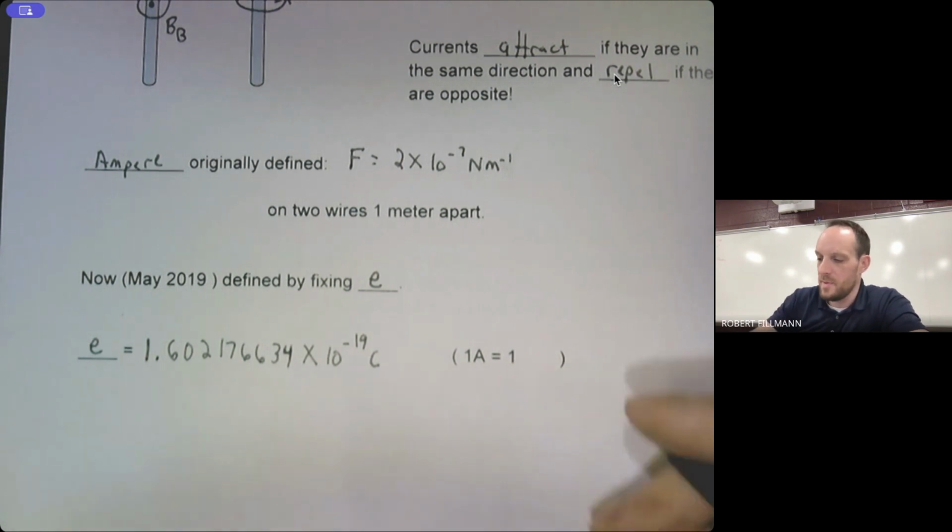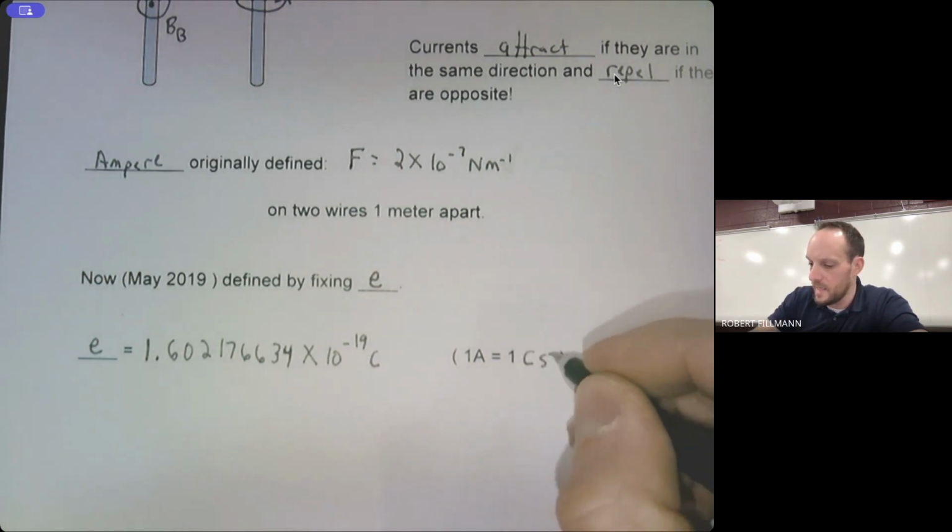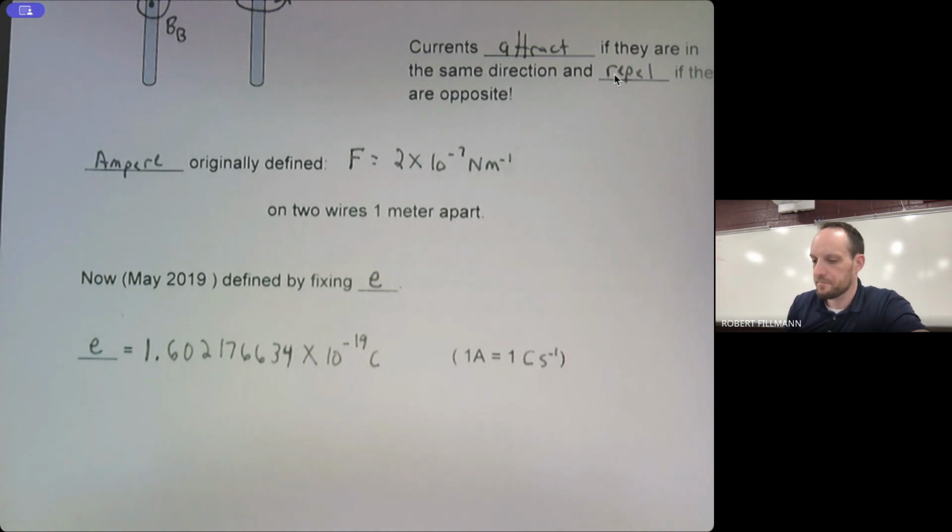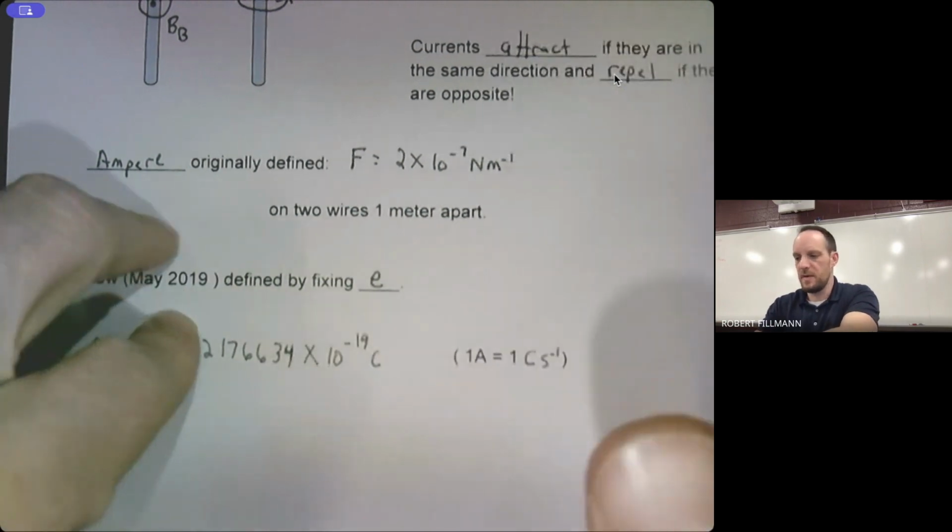And then now the ampere is defined to be 1 coulomb per second flowing by. So it used to be the other way around. Now it's based on the elementary charge. So that's the end of the new material, really the end of the topic. Let's look at a couple example problems and we'll be finished.